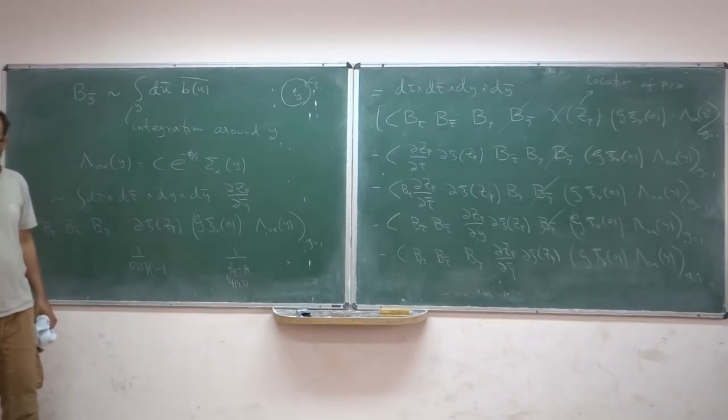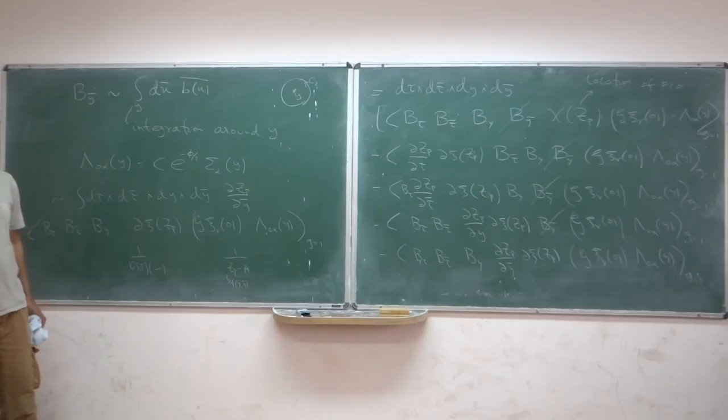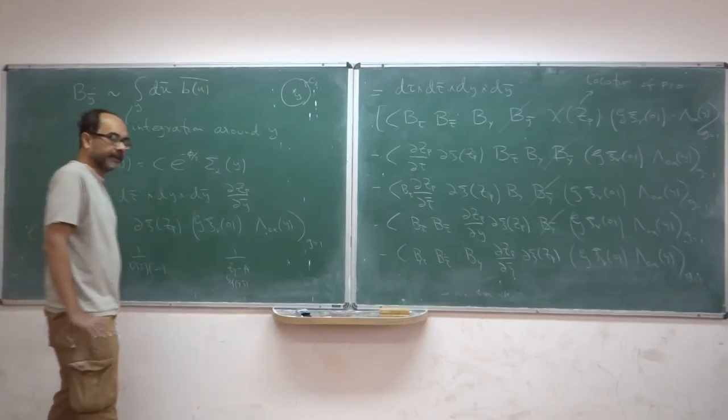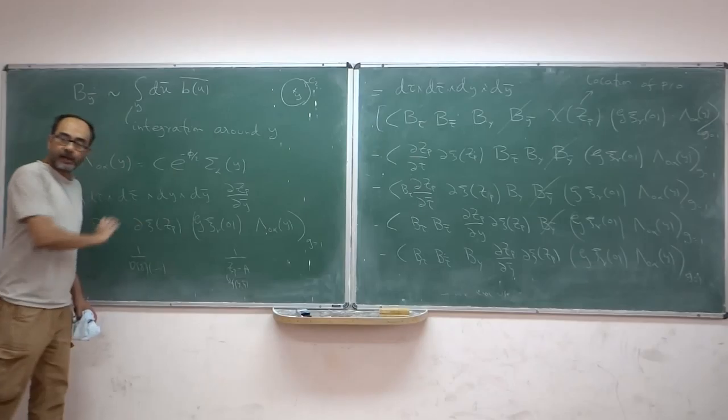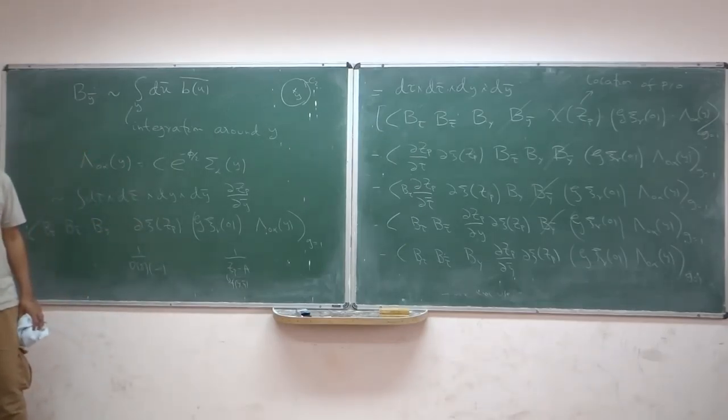Is this part clear? Okay. So here, the reason that this is not identically zero is because of the spurious poles. If there are no spurious poles, then you would conclude that this is zero.